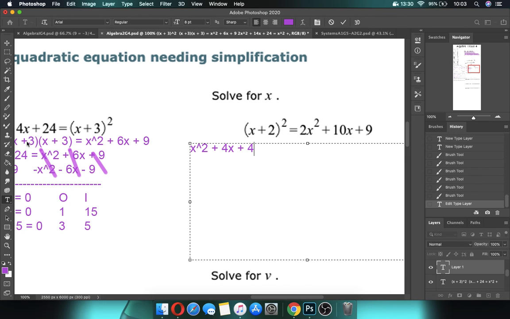This is the walkthrough. It is x plus 2 times x plus 2. Square it. So first, x times x is x squared. 2 times x is 2x. 2 times x is 2x. 2 times 2 is 4. That's where I'm pulling these numbers from.